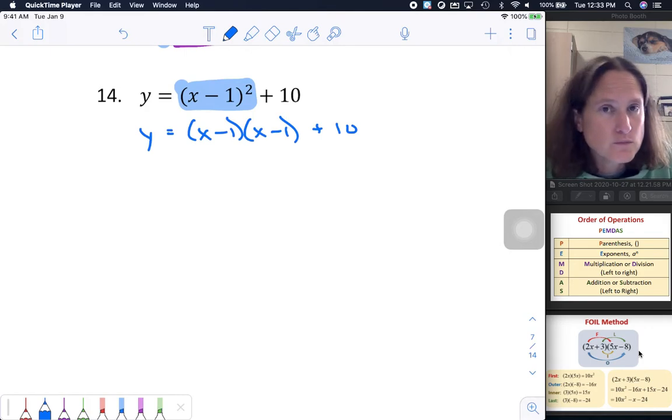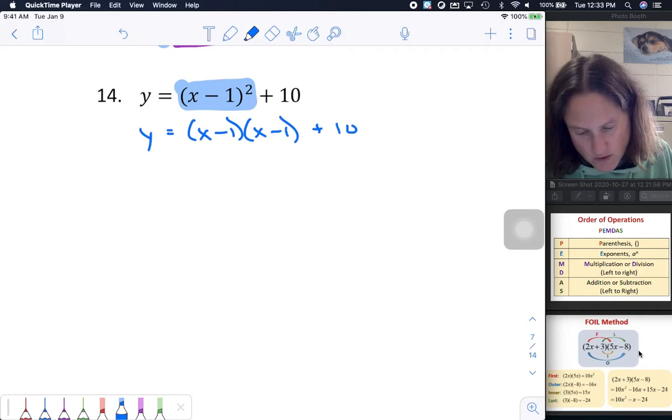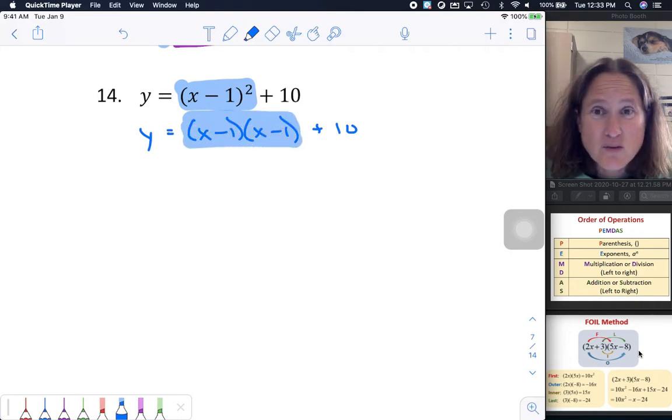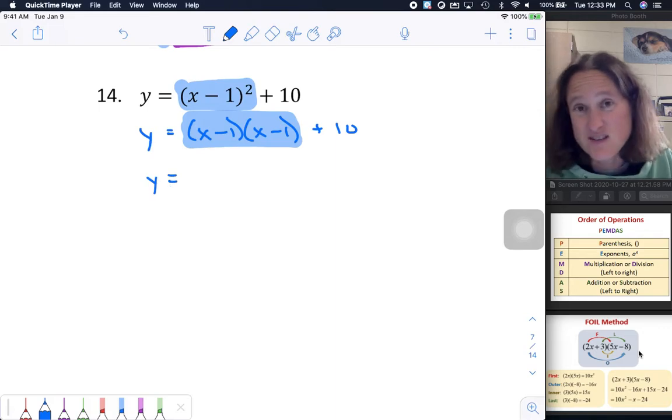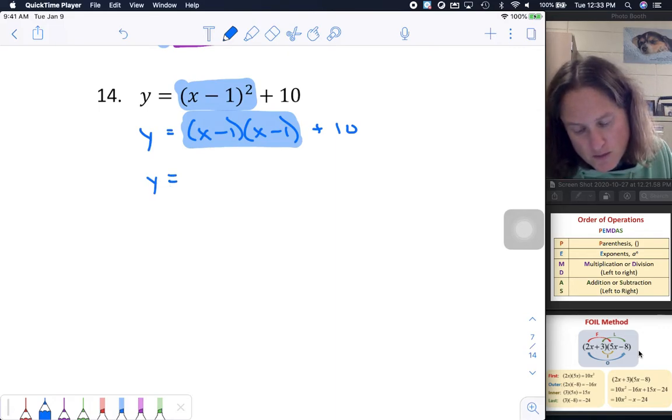So here, exponents I took care of. You can do that if you want to, or you can write it out as multiplication and then take care of the multiplication. So I would go ahead and continue to just do this. It's the exact same thing that we did, like I said, in 12 and 13. Use the box if you want to. Use FOIL. This time I'm going to go ahead and use FOIL since I just used the box method in number 13.